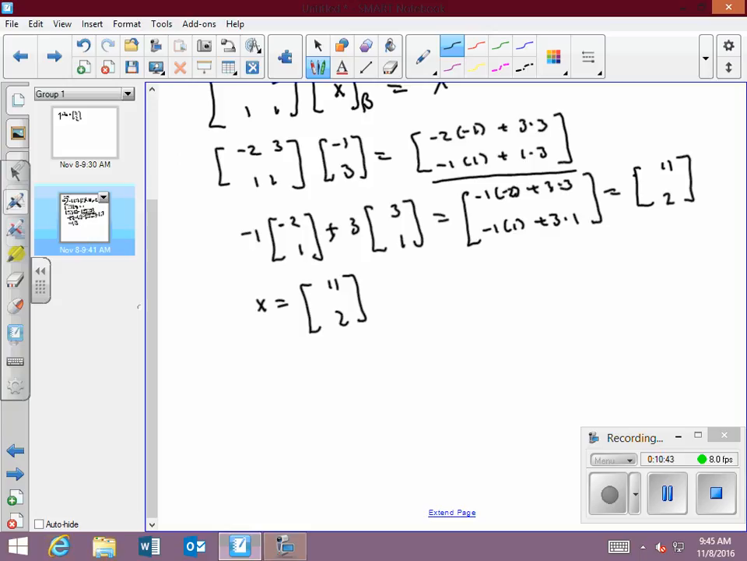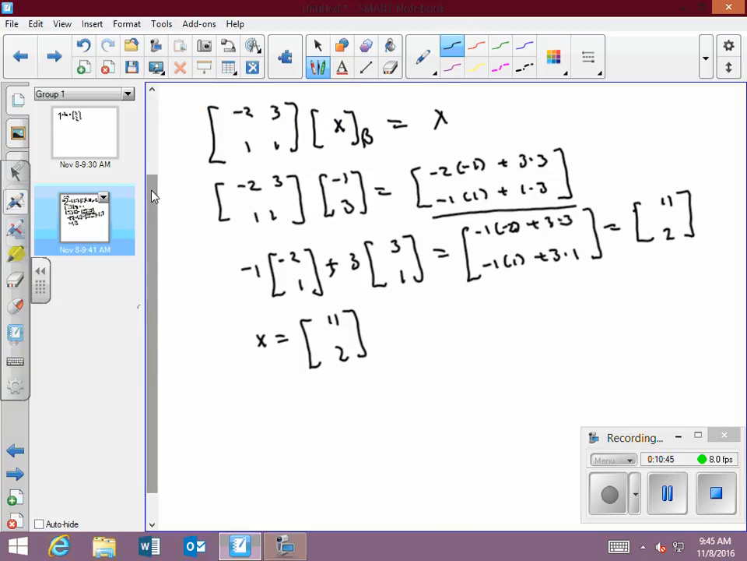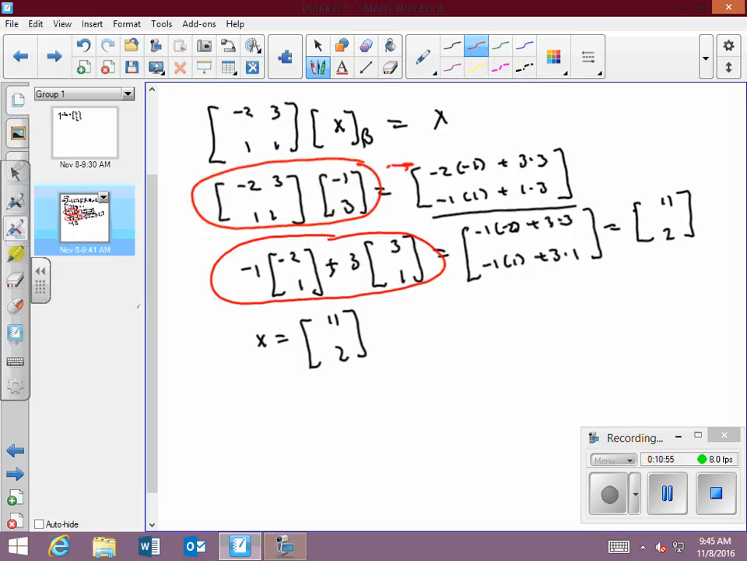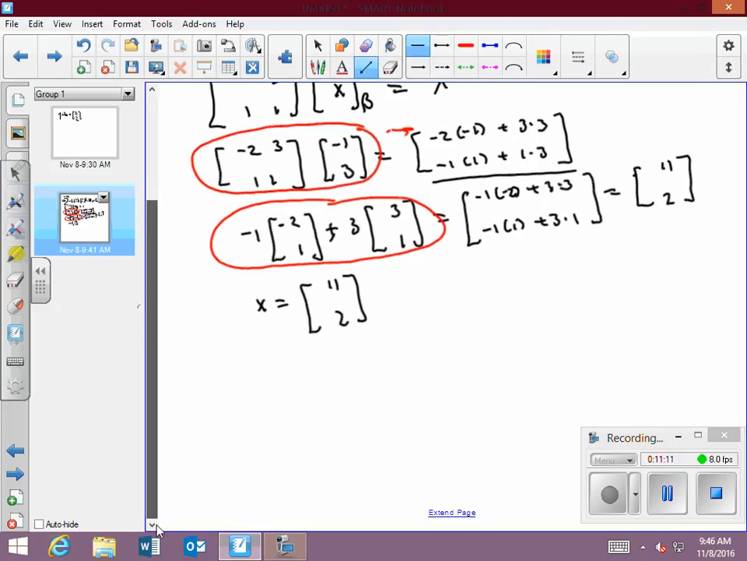So you can do it either one of these two ways. You can either write this thing out like this, multiply it and get this, or else you can just do weights and get it either way. It's going to get you to the 11, 2, and then they're saying show a graph of that thing.